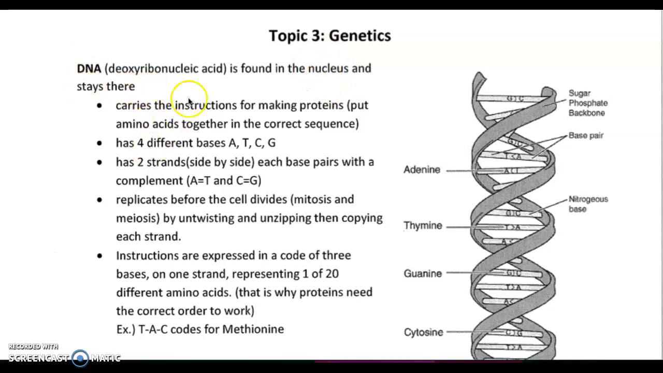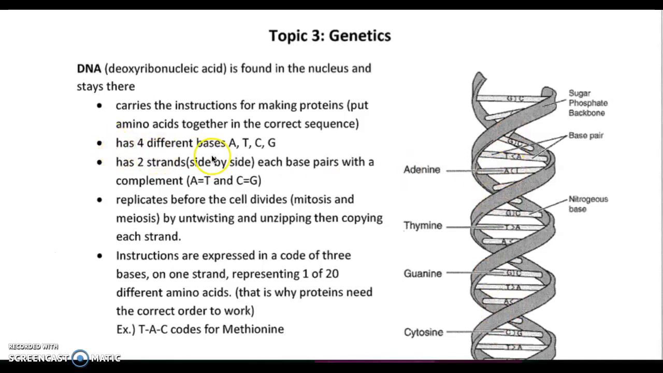Okay, so there's a couple of jobs of DNA, a couple of things you need to remember. DNA is important because it carries the instructions for making proteins, okay? That's its first job, because proteins are doing so many things in your body. So the first job is that DNA makes proteins, specifically by piecing together amino acids in the right order. And that order is dependent on the DNA's order.